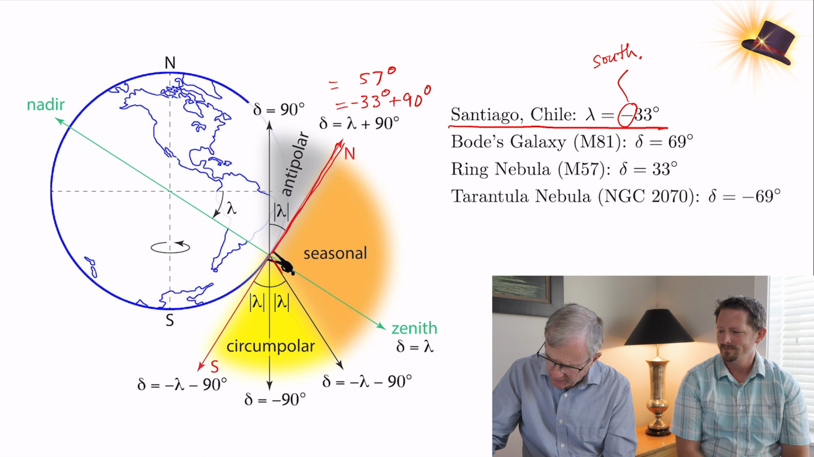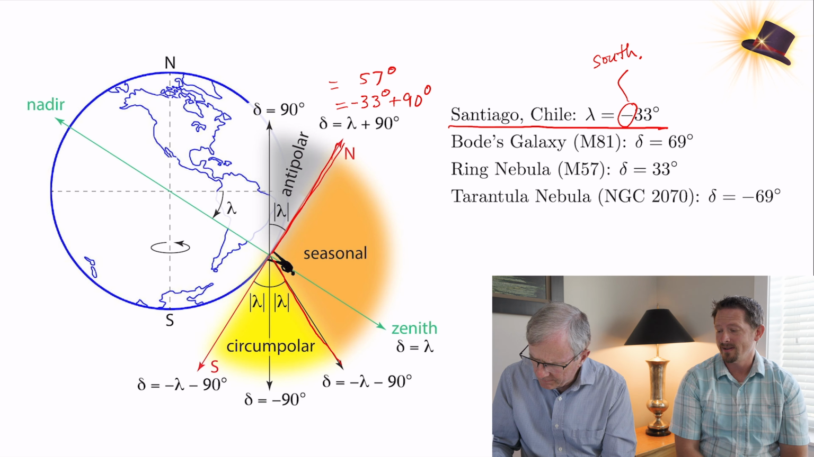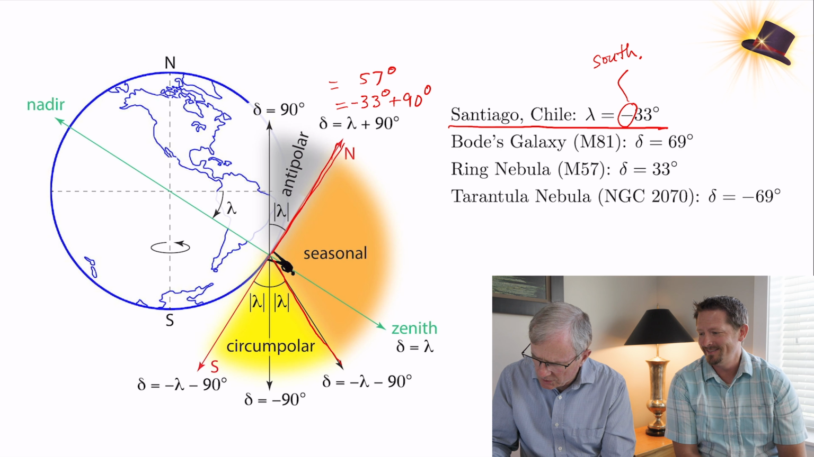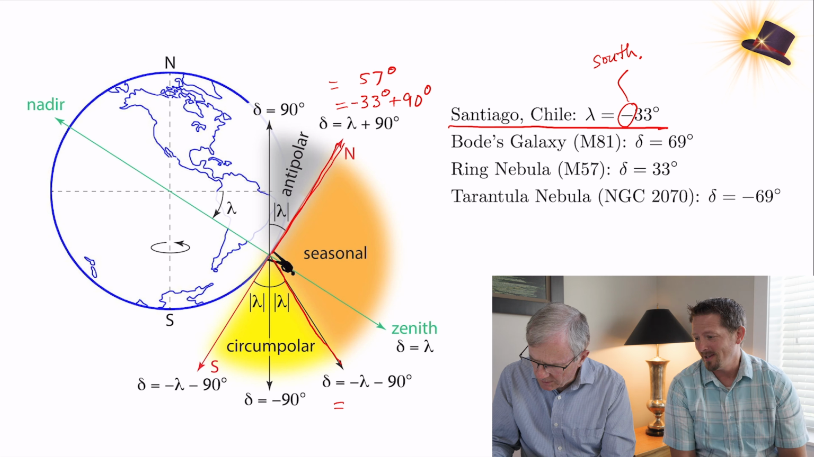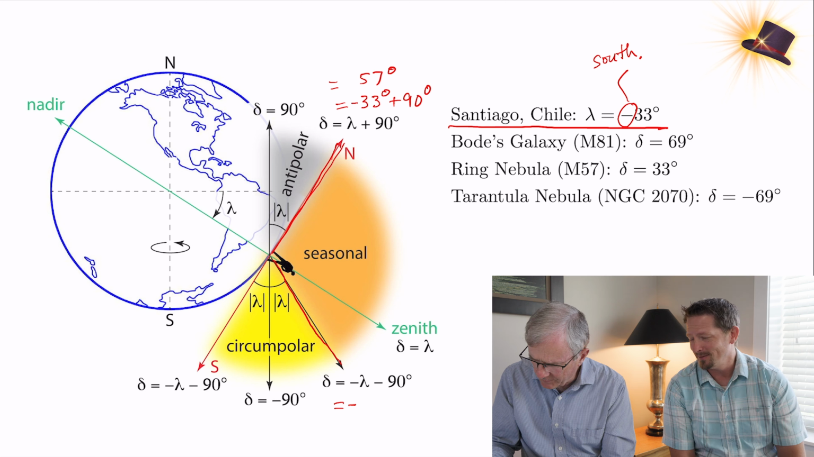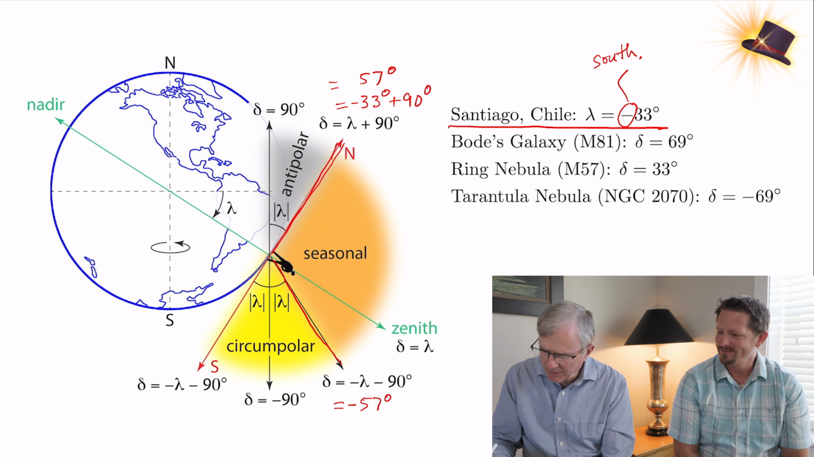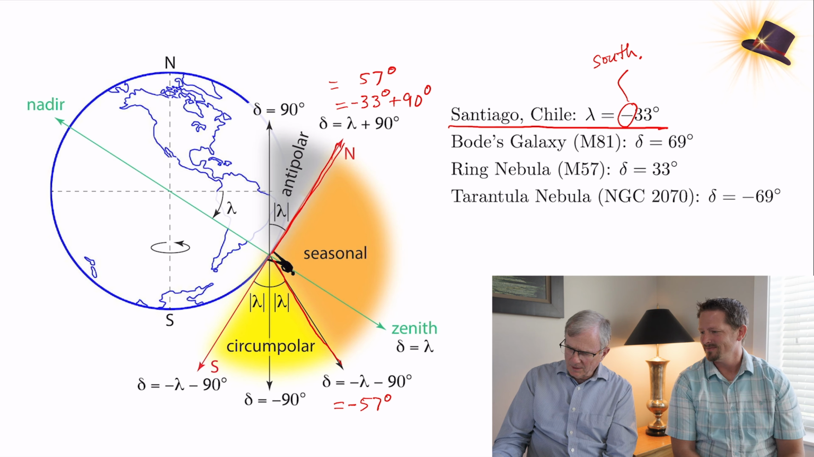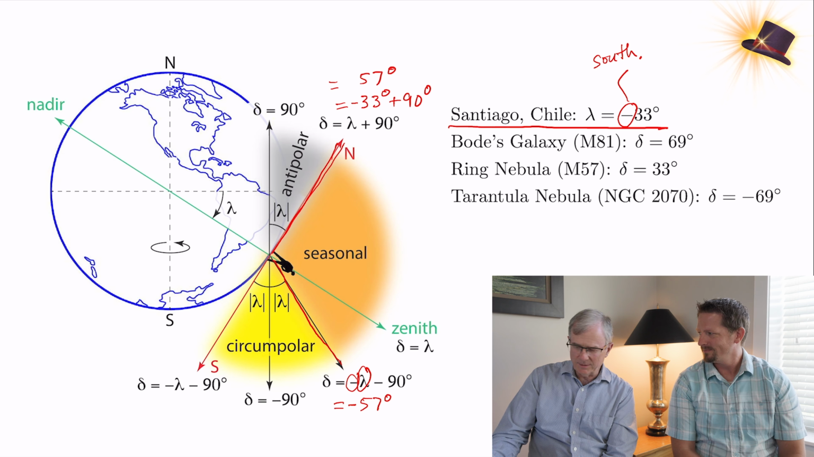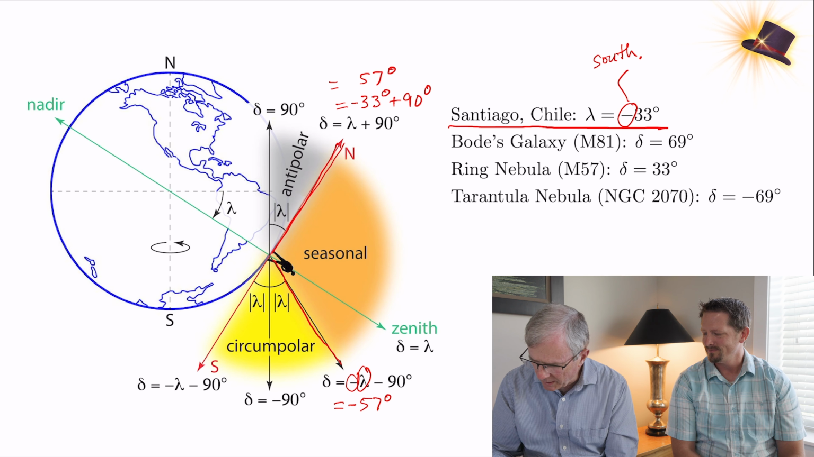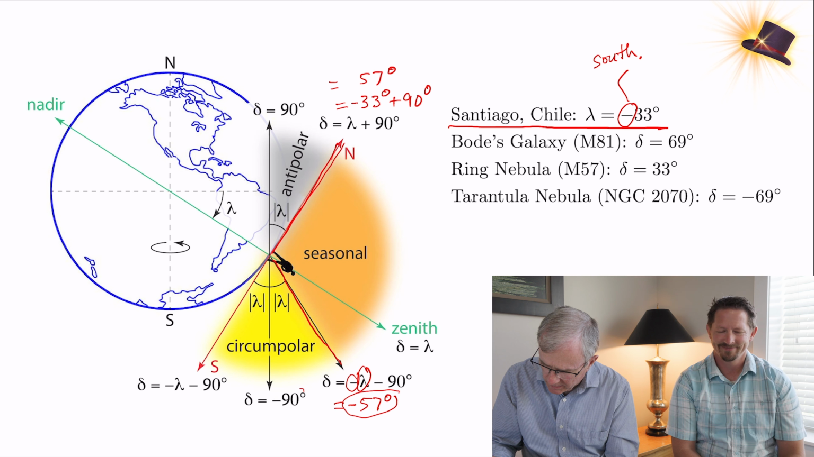Let's do the dividing line between seasonal and circumpolar. This feels repetitive. Couldn't we just put a negative in front of our 57? We can. It's going to be negative 57. The other way you can do it is to say lambda itself is negative 33, and the negative of a negative is a positive. So that gives us 33 minus 90, which is negative 57 degrees.